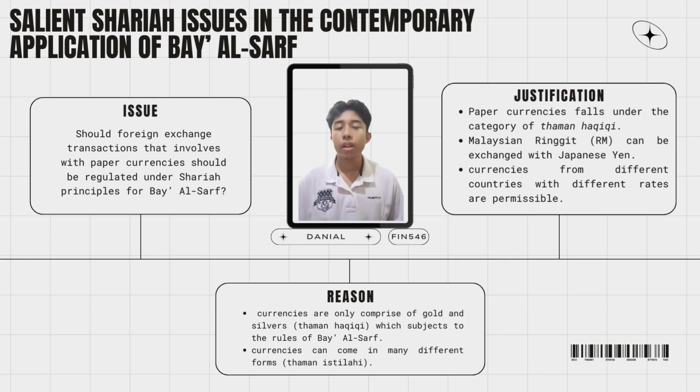So to justify this, paper currencies fall under the category of thaman haqiqi. This is because every currency must have value for it to serve the functions of money, which is a unit of account. To be able to make foreign exchange transactions, the trade must be measurable and have value, just like silver and gold. For instance, the Malaysian ringgit can be exchanged with the Japanese yen, regardless of its purchasing power in its own territory. A group of scholars also stated that exchange of currency from different countries with different rates is permissible. Therefore, paper currencies should be regulated under Bai Asaf.